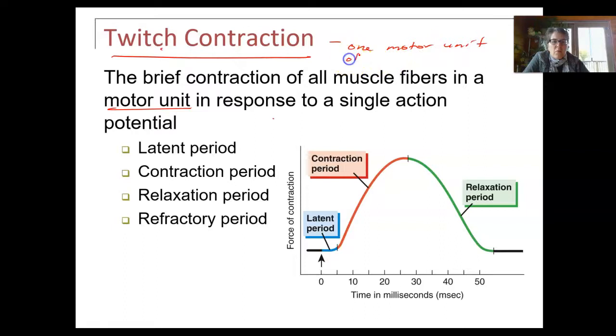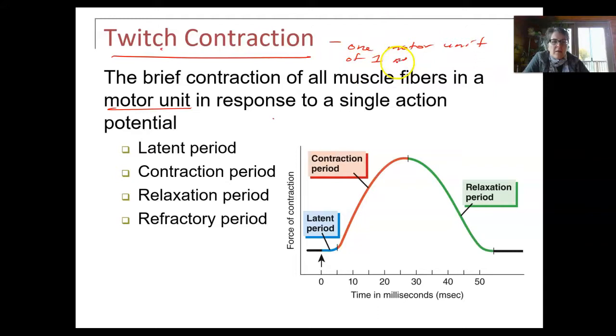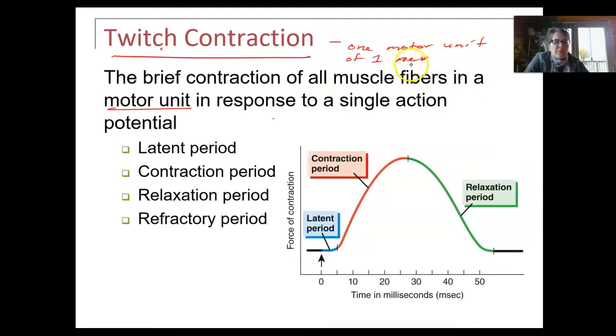One motor unit of one neuron, nope, and, oh, stop. One motor, oh, brother, why is this being such a stinker for me?